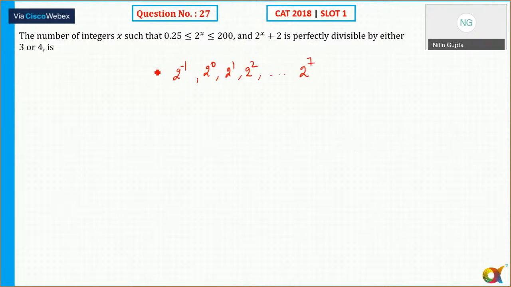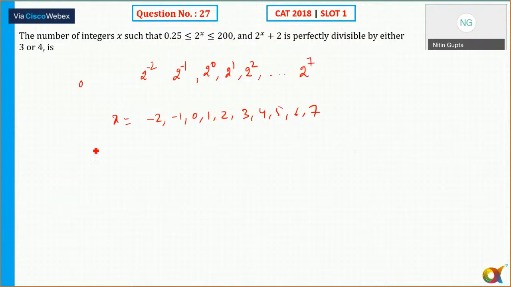But can it be equal to 2 raised to power minus 2? Because 2 raised to power minus 2 is equal to 1 by 4, which is 0.25 here. So it can be 2 raised to power minus 2 also. And 2 raised to power minus 3 will not lie in this range. So these are the possible values here. So the values of x are minus 2, minus 1, 0, 1, 2, 3, 4, 5, 6, and 7. Then it says 2 raised to power x plus 2 is perfectly divisible by.